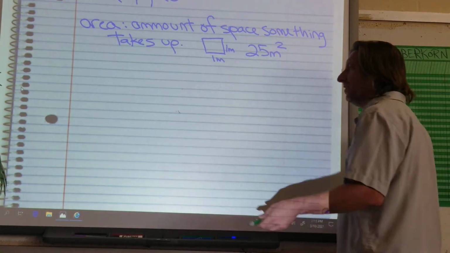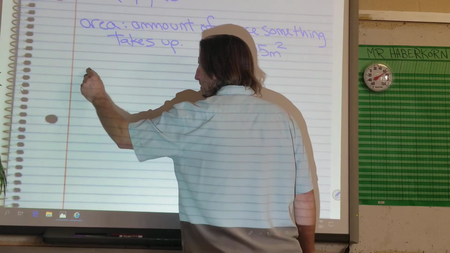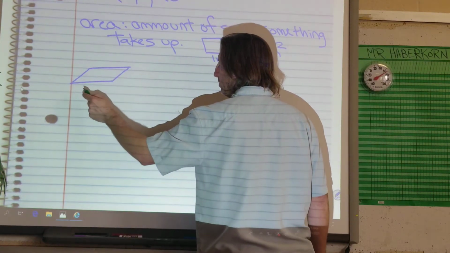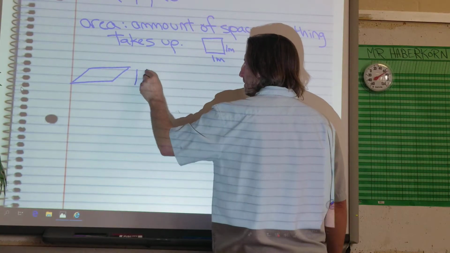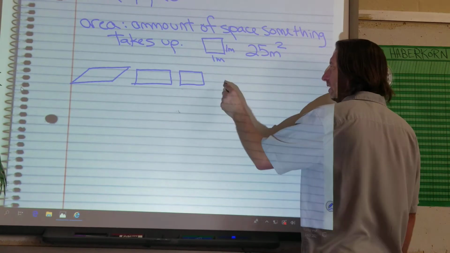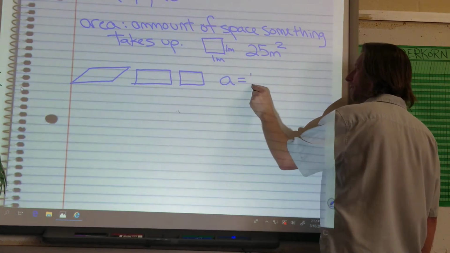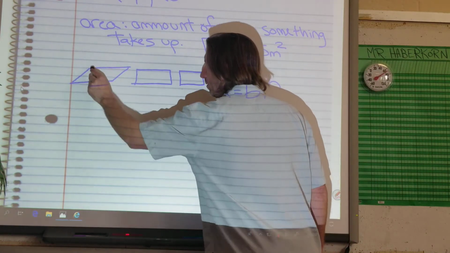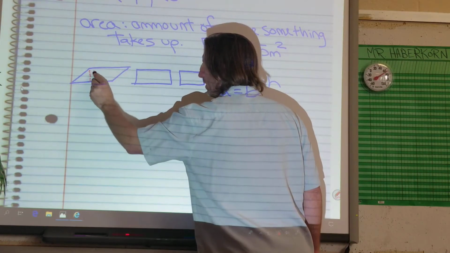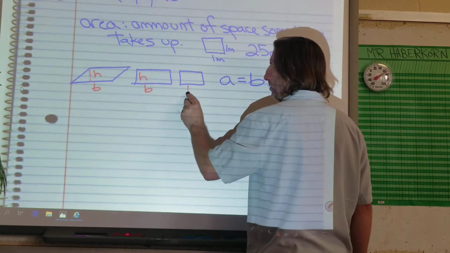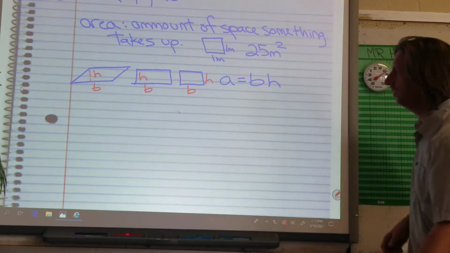So we've learned how to find the area of two kinds of shapes. We had parallelograms, rectangles, and squares. And those had area equals base times height. And for this one, this was your height, that was your base. Base, height, base, height. All right?